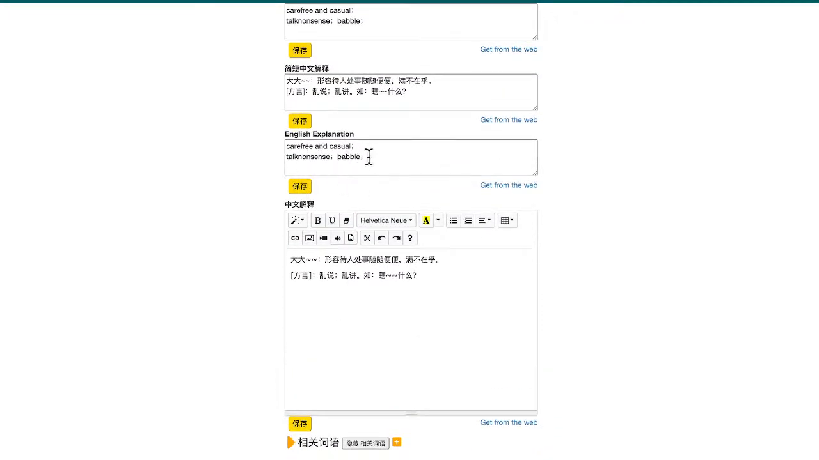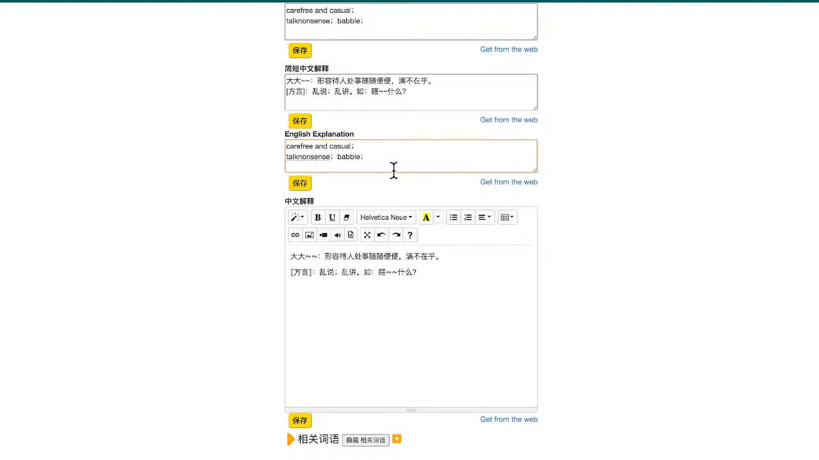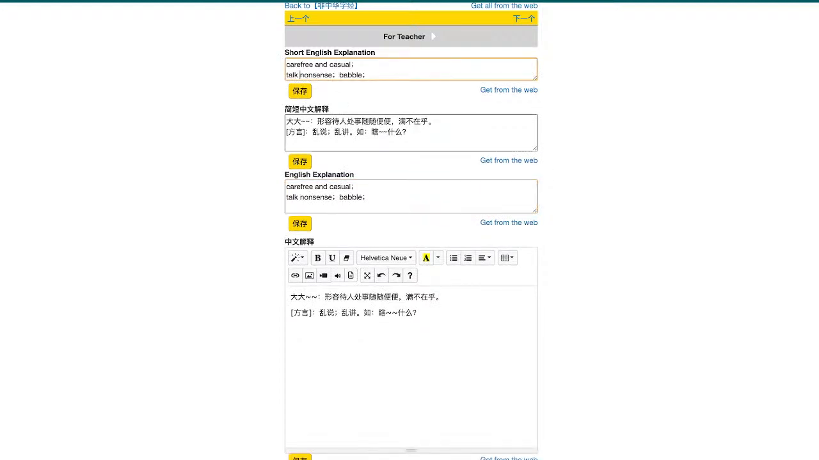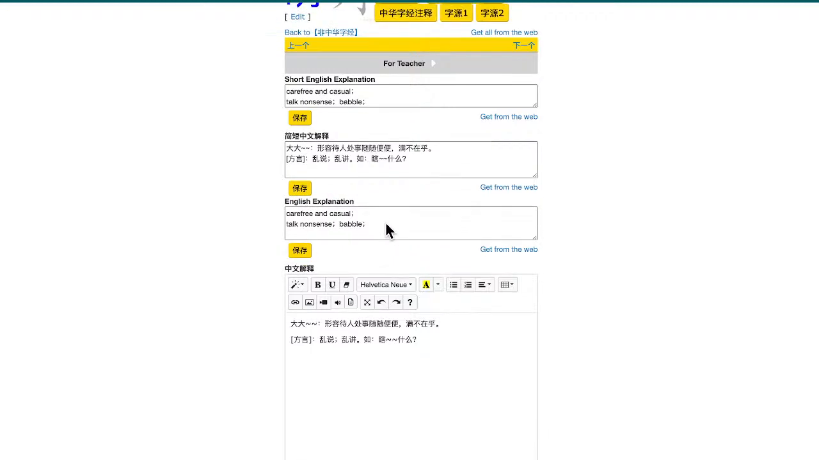Okay, another meaning is talk nonsense, babble. Okay, talk nonsense or babble. Okay, that's the meaning. 瞎咧咧什么, for example, 别瞎咧咧. 瞎咧咧 就是 that talk nonsense.